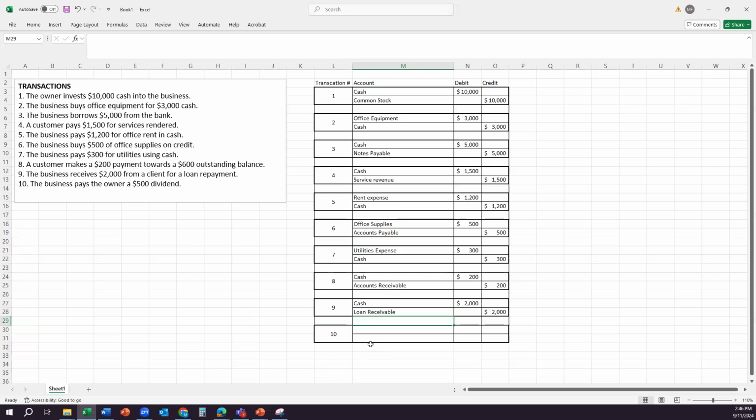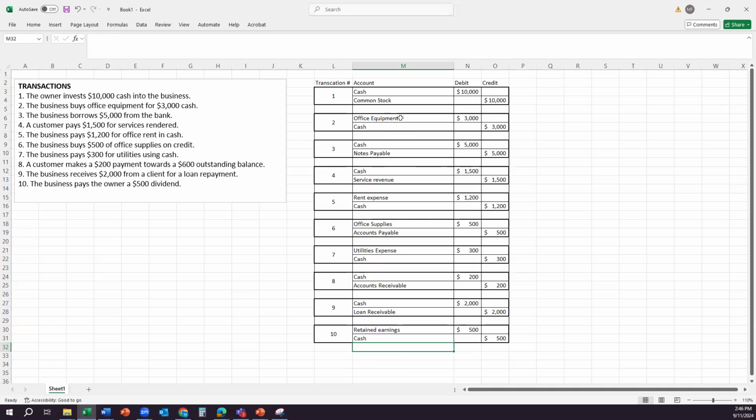And so the money that the business has is called retained earnings. So our retained earnings, which is an equity account, will be decreased by the amount of the dividend, $500. And then our cash, because we're paying the cash from the business to the owners, will also be decreased.